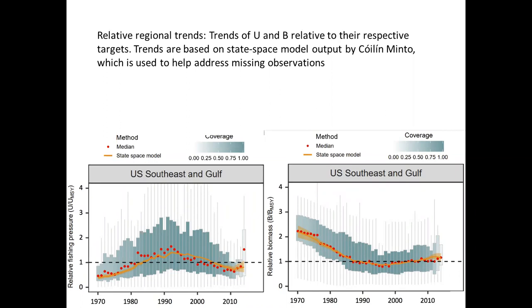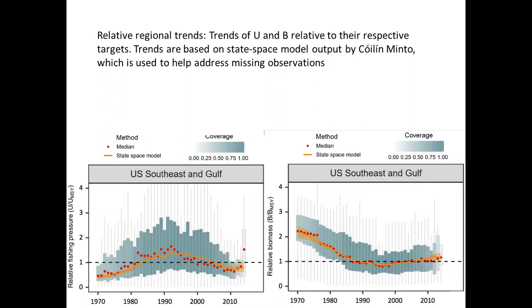The problem was that different stocks had different years of data available in those regions. So when we tried to summarize the data across those stocks, we ran into issues of data availability rather than the actual data values. Coilin Minto from the Galway Institute in Ireland put together a state space model which separates out components of uncertainty into process error and observation error to try to address that.